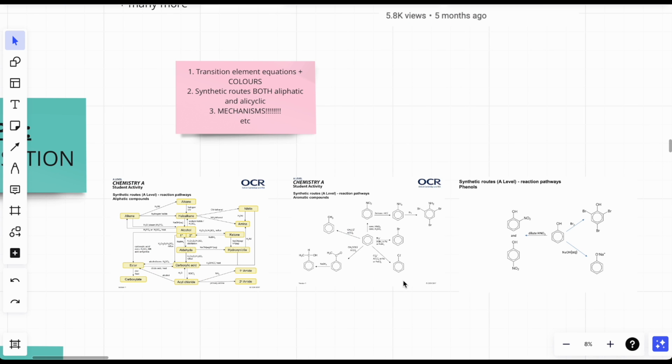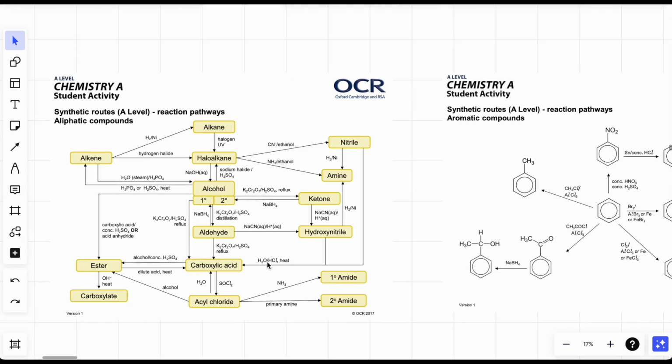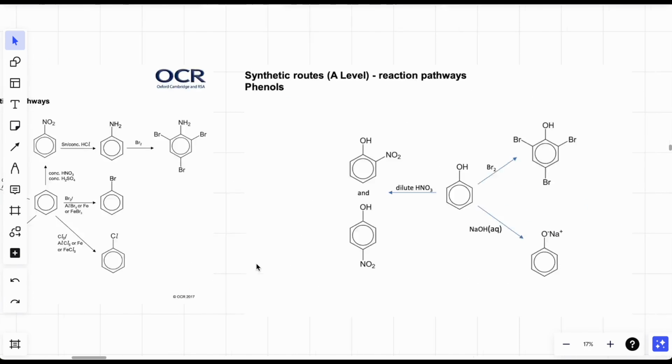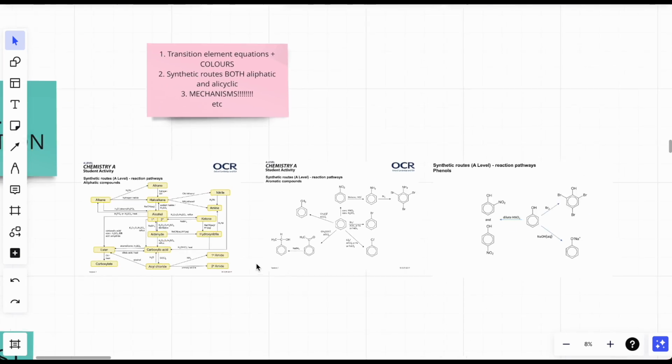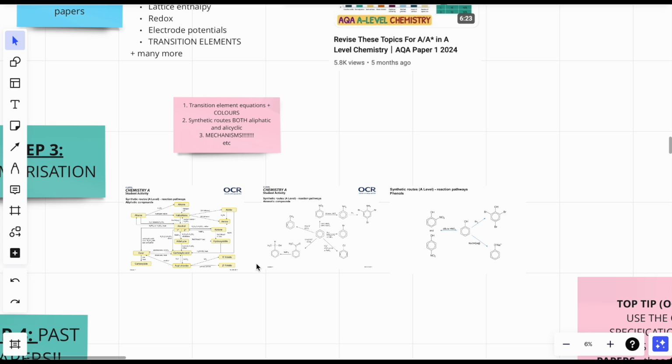So OCR, if you literally search up OCR A-level chemistry synthesis routes, there's a whole PDF for it, and I just screenshotted it here. So you have this, and this. But for your exam board, I'm sure they also have it, so just swap out OCR for your exam board instead. Memorize them, man. It's not that deep, really.